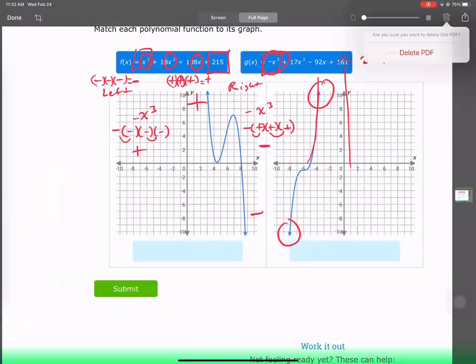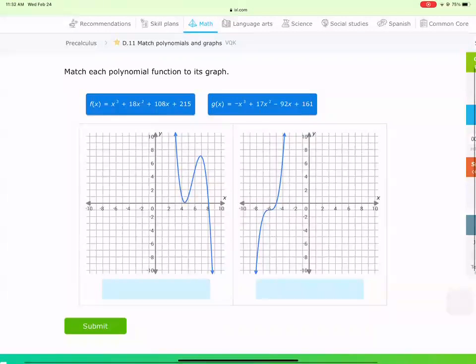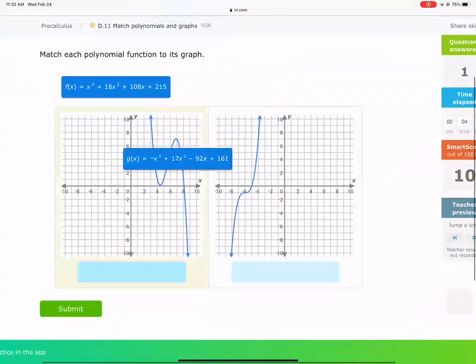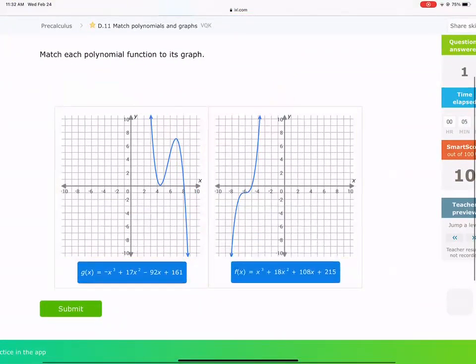Okay, let's make sure this does fit. Remember, we're using our end behavior models to make sure that we're picking the right one.